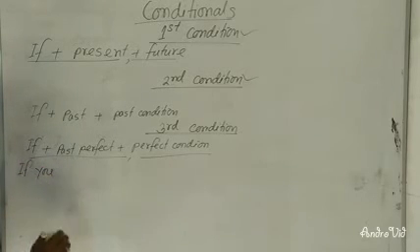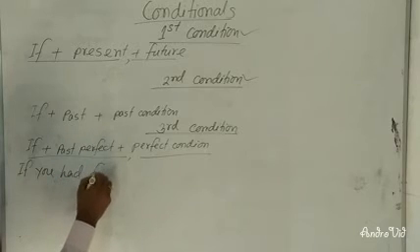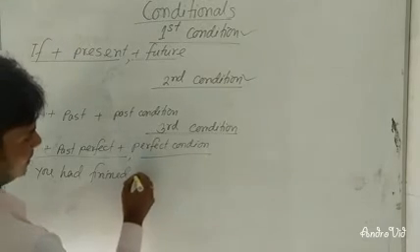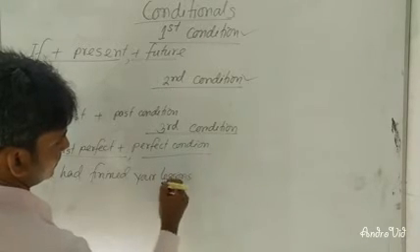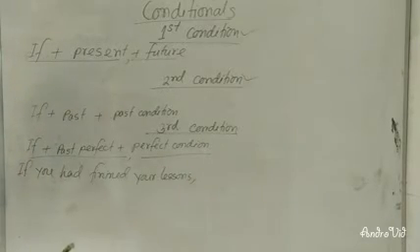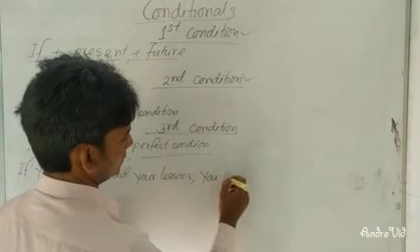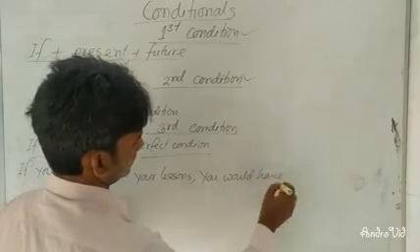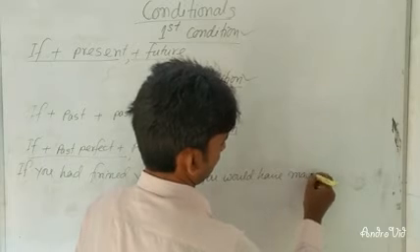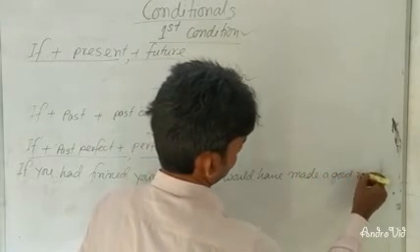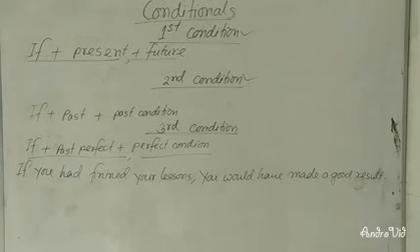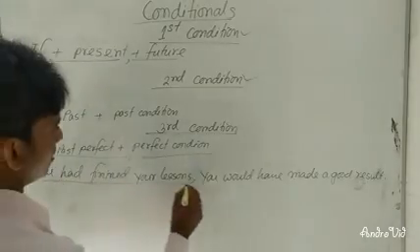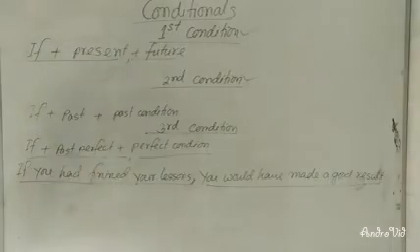If you had finished your lessons, if you had finished your lesson, then you can write you would have, then past participle form of a verb, made a good result. Dear learners, I have written here that if you had finished your lesson, you would have made a good result. Dear learners, you can see here that this is the subordinate clause, then I have put a comma, then this is the principal clause, which will be perfect conditional.